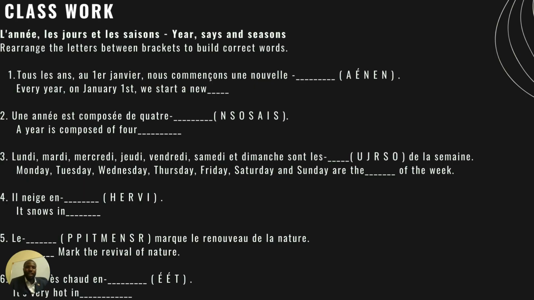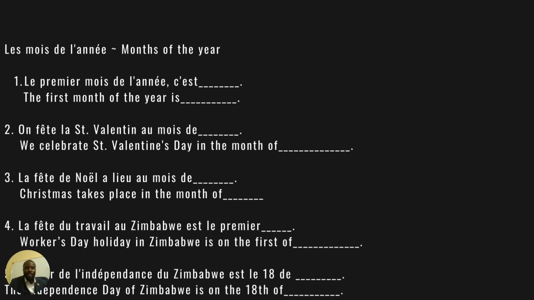So every year, 1st of January, we start a new what? A new year. Then the words now, you need just to rearrange. How do you say year in French? Like the instruction is saying, l'année, les jours, les saisons, meaning it was supposed to be days and seasons. Rearrange the letters between brackets to build correct words. So it's just rearranging the words that are between brackets to write something that's correct.